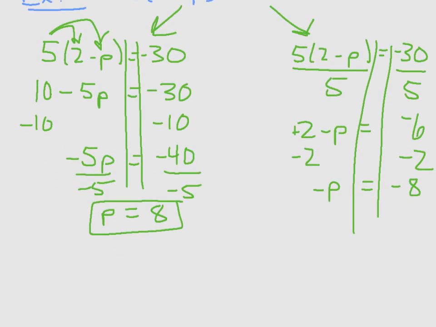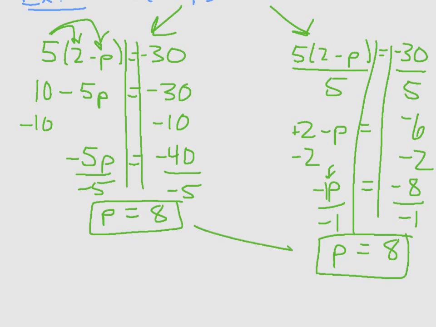Now, this value is actually a 1, so negative 1 is multiplying to p, so I need to undo that by division. So negative 1 divided by negative 1 is p, which equals 8, because negative 8 divided by negative 1 is positive 8. So notice how I get the same answer. Okay? So two ways of doing it. Choose the one that you would like best.